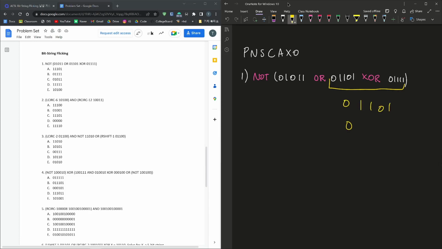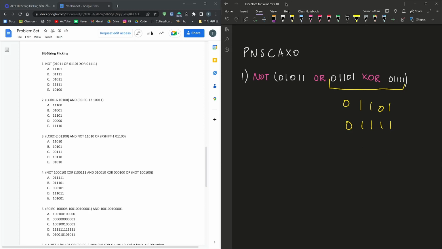01101 XOR 01111. Let's remind ourselves what XOR was. XOR is if 2 digits are the same, we get a 0. If 2 digits are different, we get a 1. Okay, with that in mind, 0 and 0 are the same, we get a 0. 1 and 1 are the same, we get 0. Same, 0. 0 and 1 are different, so we get a 1. And 1 and 1 are the same, we get a 0.